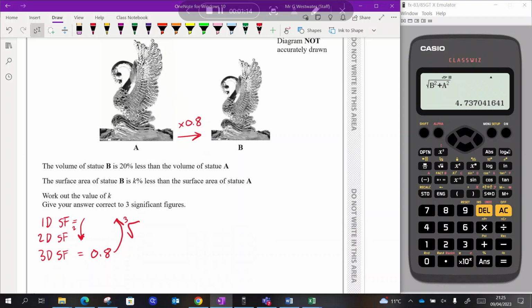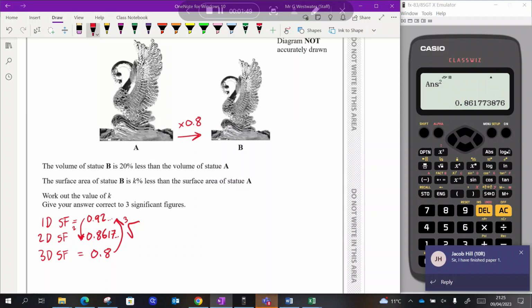So let's put in the cube root of 0.8. I did that by just putting shift before the square root sign, and that gets me my cube root, and that's this horrible 0.928 whatever it is. And now I'm going to square that, and this is 0.8617... So the surface area of B is k% less than the surface area of, thank you Jacob, of A.